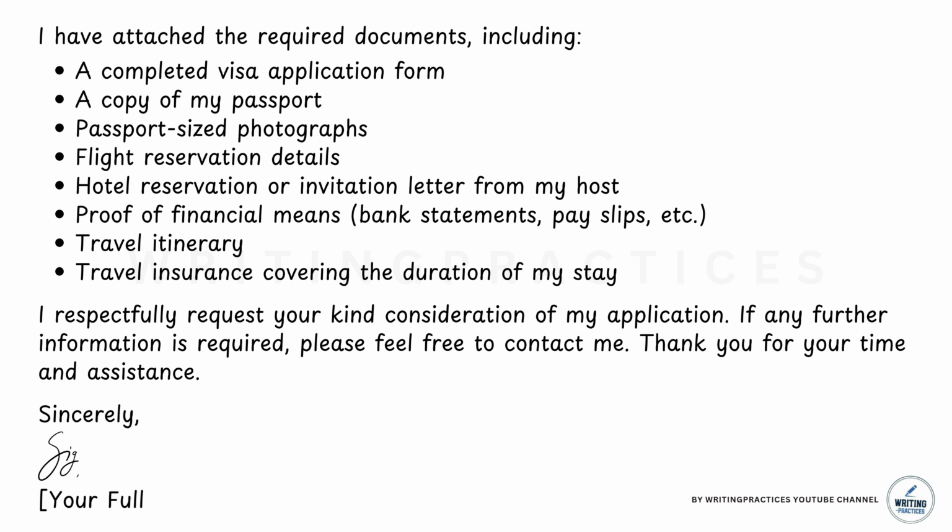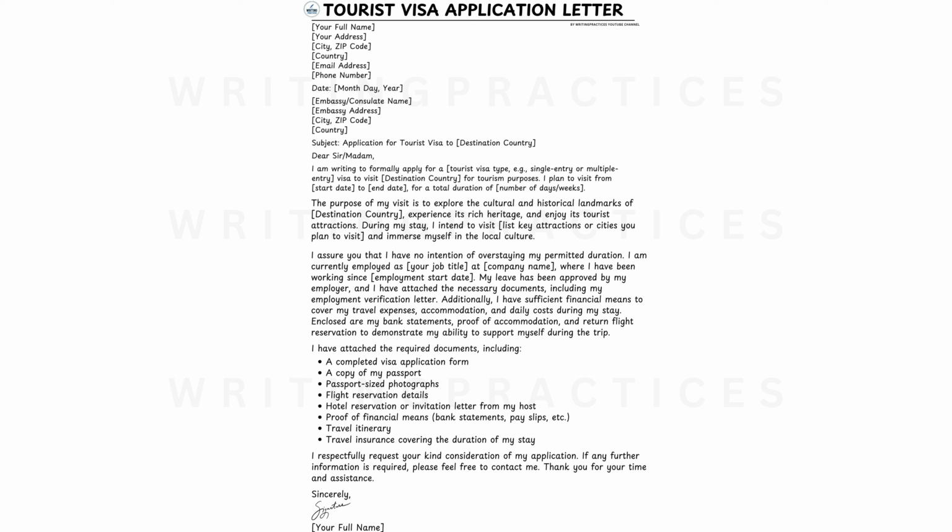Closing and signature. End the letter in a polite and professional manner with, "Thank you for your time and assistance." Then sign off with, "Sincerely, John Doe." This leaves a positive final impression on the visa officer reviewing your application. And that's how you write a tourist visa application letter. This letter is essential for proving your travel intentions and increasing your chances of visa approval. Remember to provide clear details, attach all necessary documents, and keep your tone professional.